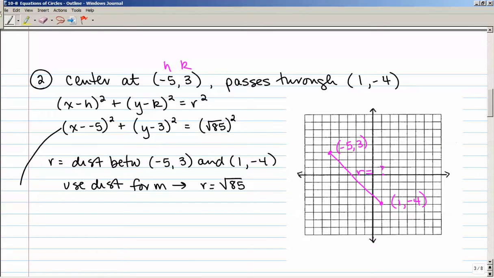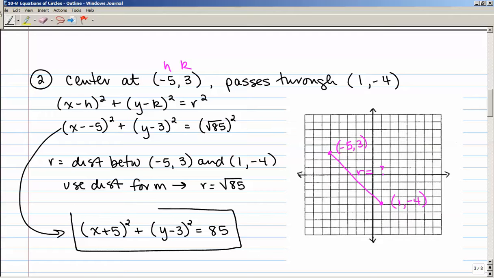So my final answer, cleaning that up a little bit, x plus 5 squared plus y minus 3 squared equals 85. Because x minus a -5 is x plus 5, the square root of 85 squared is 85.